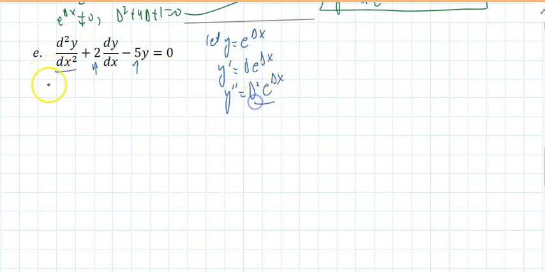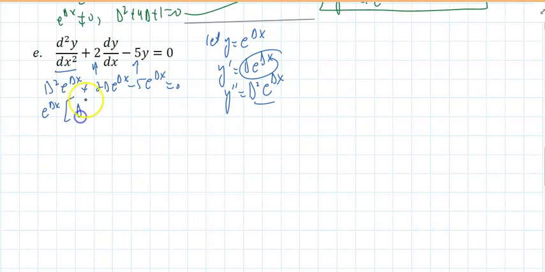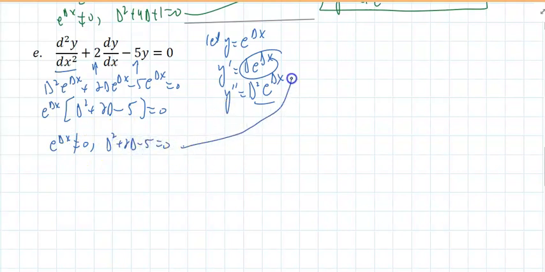So second derivative is right there, d squared e to the dx plus 2 times the derivative, d e to the dx, minus 5 e to the dx equals 0. If I factor e to the dx out, I'll have d squared plus 2d minus 5 equaling 0. E to the dx equals 0, never going to happen. It must be d squared plus 2d minus 5 equal to 0. That doesn't factor, not to worry, you could use quadratic formula. I prefer completing the square.